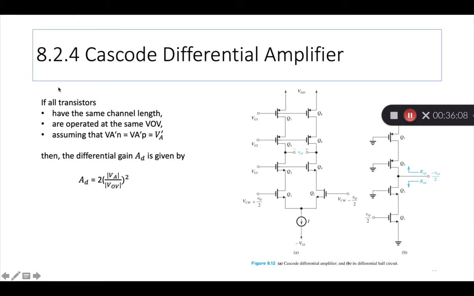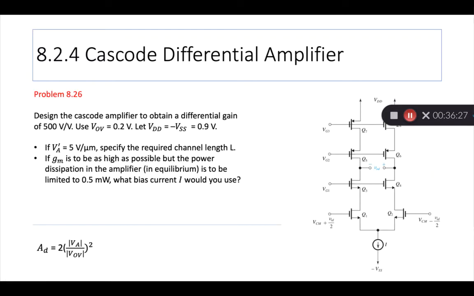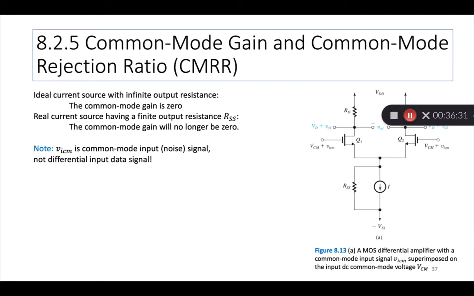All right. If all transistors have the same channel length, are operated at the same VOV, assuming that they have the same Early voltages, then apparently the differential gain has the square factor. AD is 2 VA by VOV squared. And we'll do some problems on this, at least one problem. All right, I should move on.